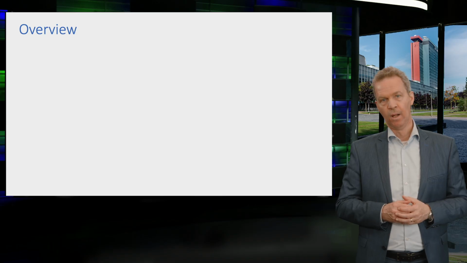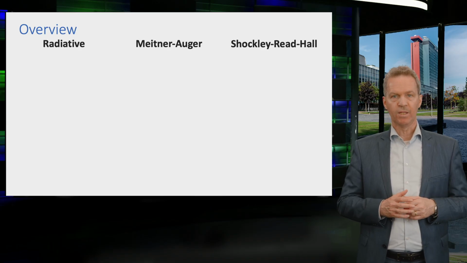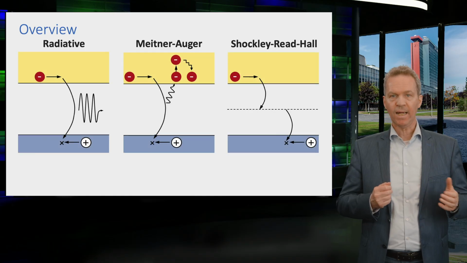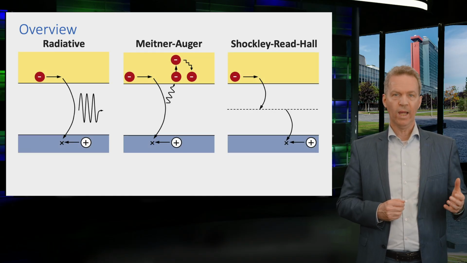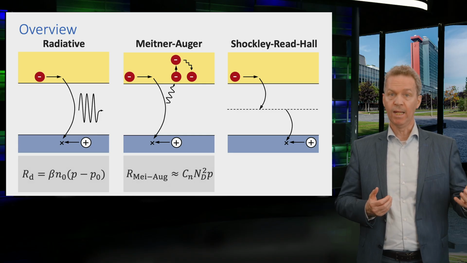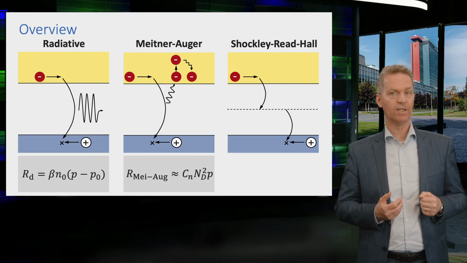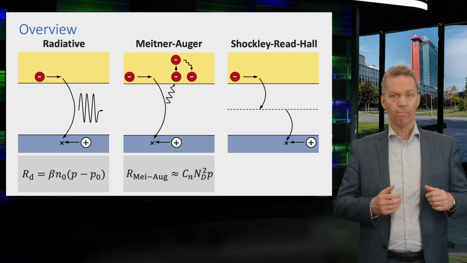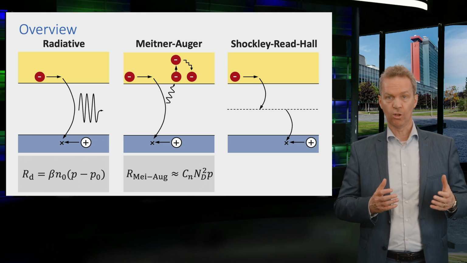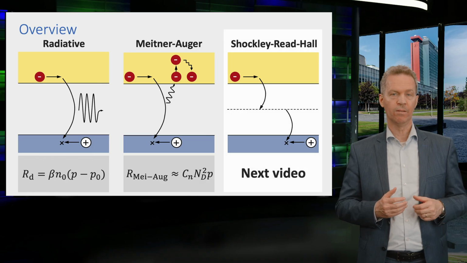In summary, we have seen that we can distinguish 3 recombination processes. The mechanisms underlying radiative and Meitner-Auger recombination were discussed, and we now understand their recombination rates. The most important recombination mechanism for silicon-based solar cells, Shockley-Read-Hall recombination, will be discussed in the next video.